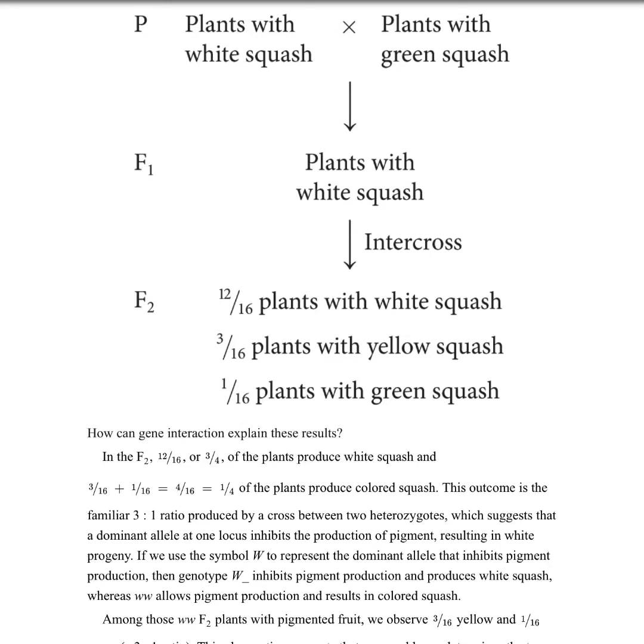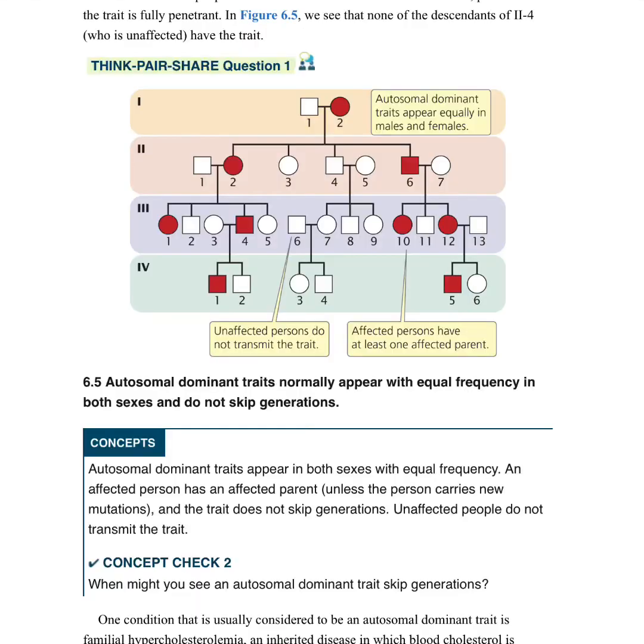In the F2, 12 out of 16 of the plants produce white squash, and 1 out of 4 of the plants produce colored squash. This outcome is the familiar 3:1 ratio produced by a cross between the two heterozygotes, and it suggests that the dominant allele in one loci inhibits the production of pigment, resulting in a white progeny.